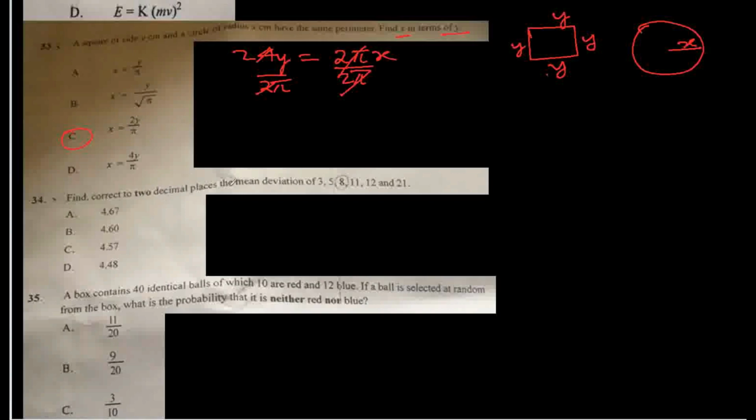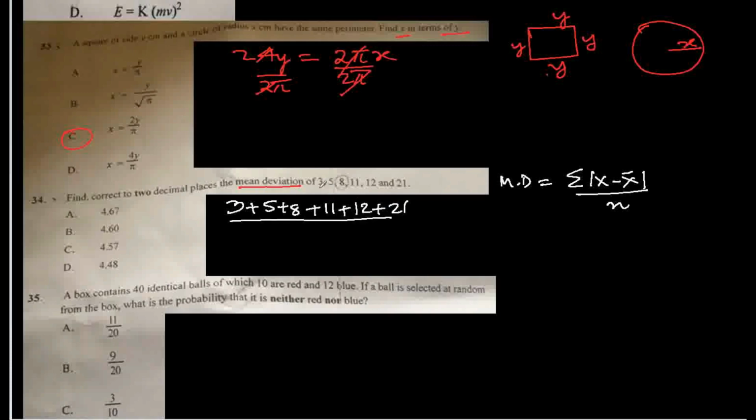Find, correct to two decimal places, the mean deviation of 3, 5, 8, 11, 12 and 21. Mean deviation is sigma absolute x minus x bar over n, where x bar is the mean. So we'll have to find the mean first. The mean is 3 plus 5 plus 8, which is 16, plus 11 is 27, plus 12 is 39, plus 21 is 60, divided by 6. 60 divided by 6 is 10. So x bar is 10.